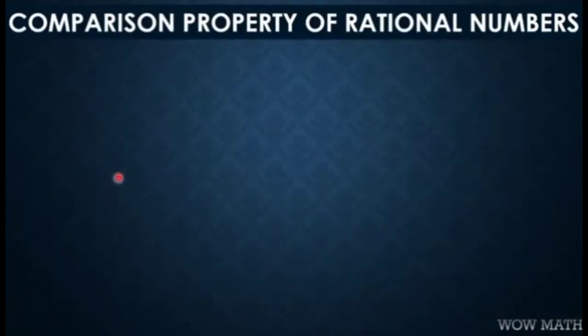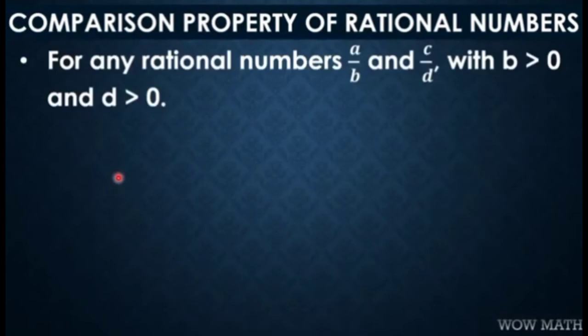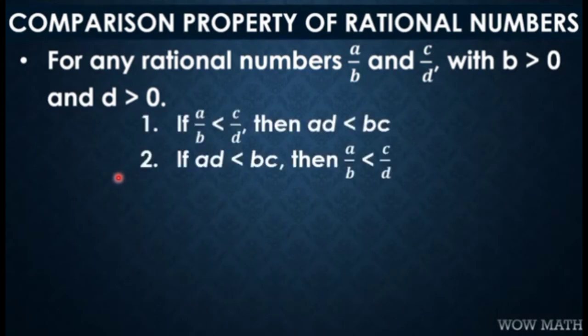Now, let's have the comparison property of rational numbers. So for any rational numbers a over b and c over d, with b greater than 0 and d greater than 0. Okay, so remember that if a over b is less than c over d, then ad is less than bc. So if ad is less than bc, then a over b is less than c over d. So vice versa lang tayo. If cd is less than ab, then bc is less than ad. So vice versa lang siya.